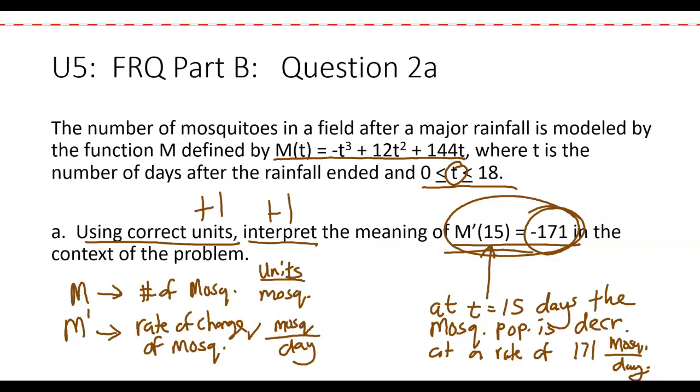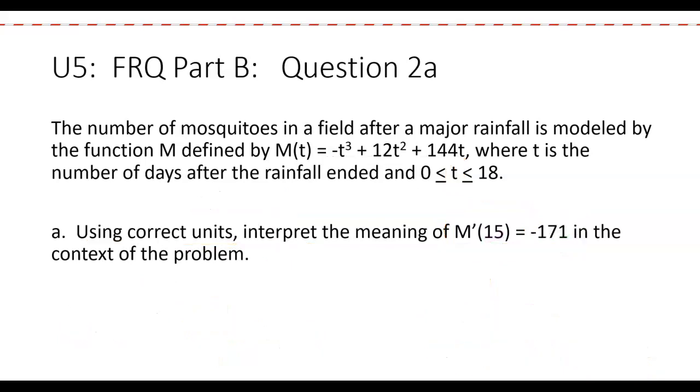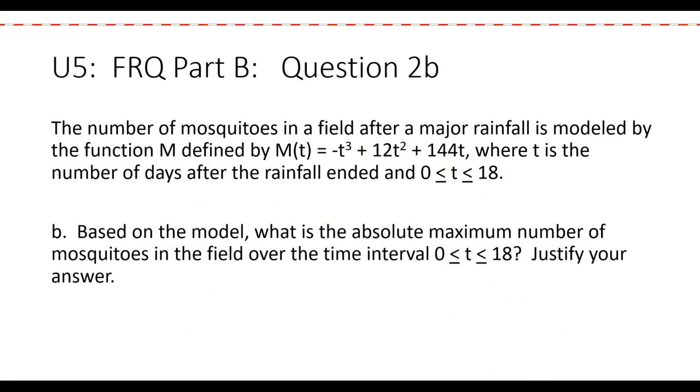Okay? Anytime you have an interpretation, you need to have 3 pieces there. You need to have your input units. You need to have your output units. And then, of course, it needs to incorporate the rest of the story, which is about mosquito populations. So, all right, let's move along here to part B.